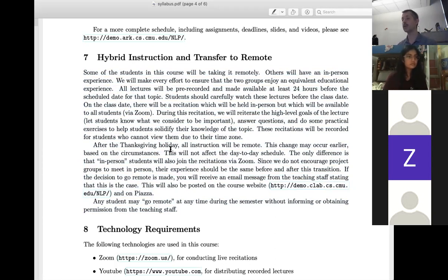But we'll have in-person instruction, at least for a while, that will be synchronous with remote instruction. And we have a special room that's supposed to have special features to allow us to do this effectively. Any student may go remote at any time during the semester without informing or obtaining permission from the teaching staff. If, however, you want to go in person, you can't do that without permission.